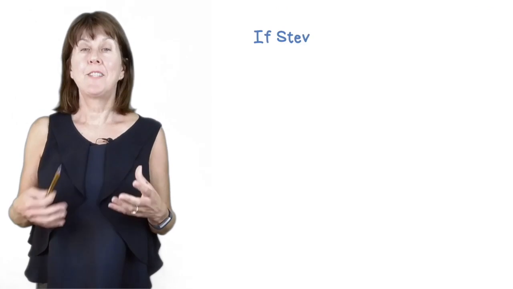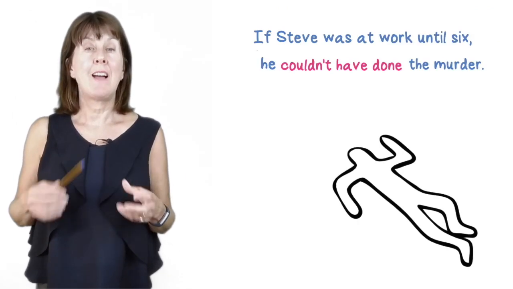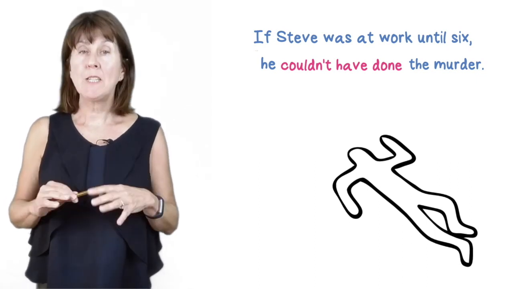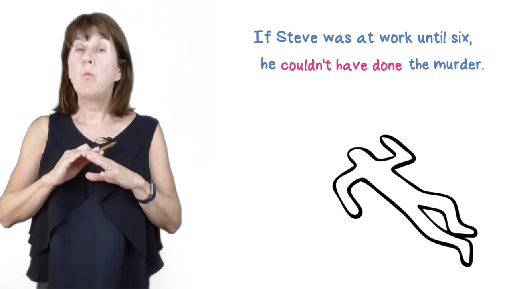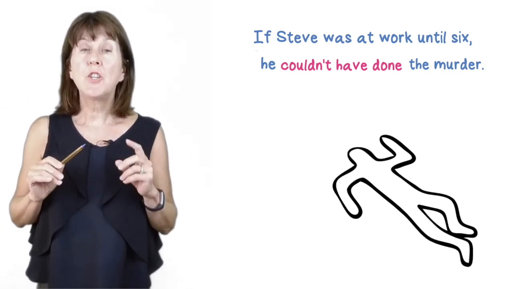Or, if Steve was at work until 6, he couldn't have done the murder. It again is an impossible past event. It wasn't possible for Steve to commit the murder, and we are sure of this.